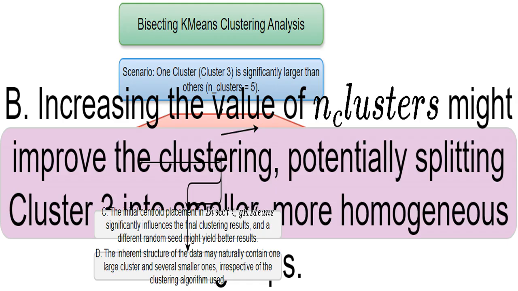I think this is a good idea. Increasing the number of clusters, n_clusters, might help. The algorithm works by splitting clusters. More clusters give a finer-grained view, and might break up a large, potentially heterogeneous cluster into smaller, more similar ones.